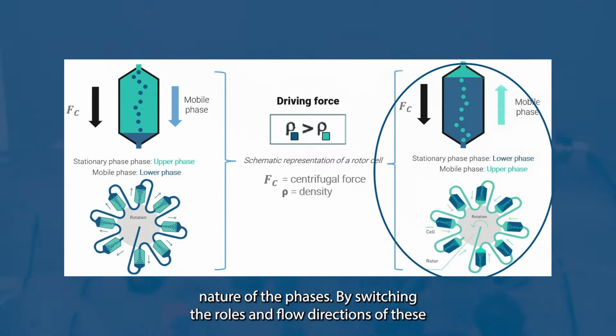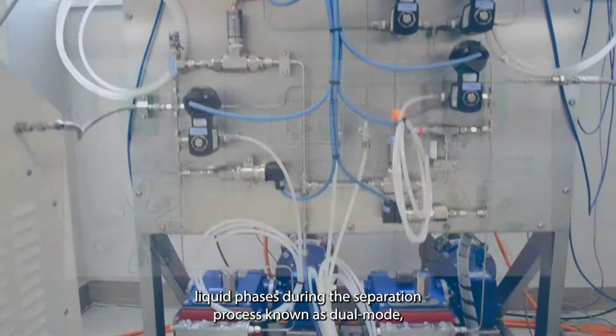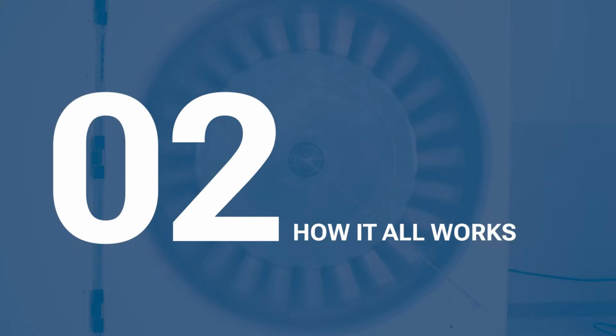In liquid-liquid chromatography, we make the most of the liquid nature of the phases. By switching the roles and flow directions of these liquid phases during the separation process, known as dual mode, we can artificially extend the length of the column and thus enhance the resolving power of the CPC system. Imagine we have a mixture of compounds A and B with very similar partition coefficients, and the rotor is initially filled with a 50-50, upper and lower phase.